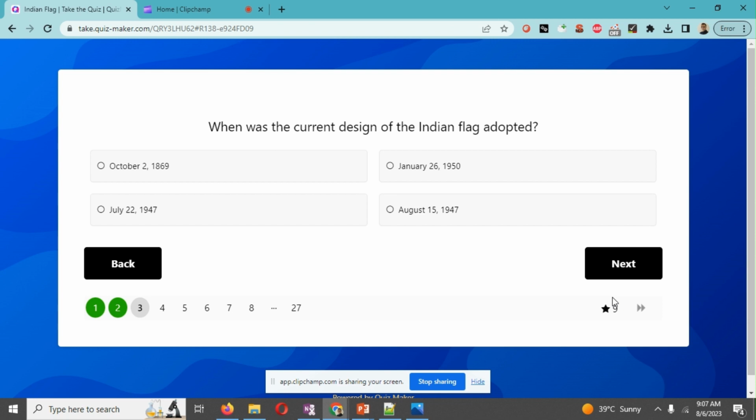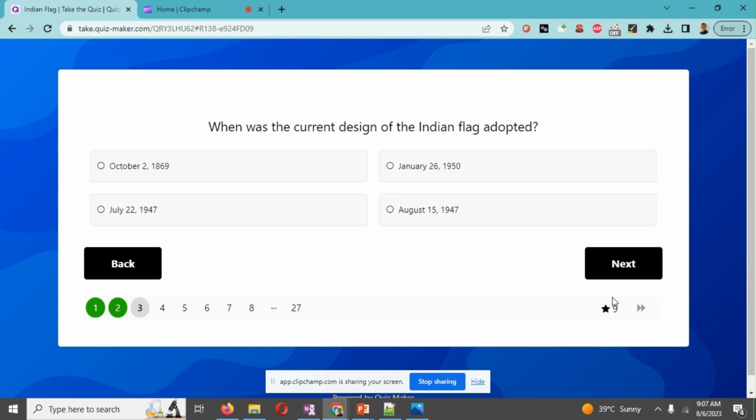Sometimes, because the dates are quite appealing. For example, 15 August 1947, 26 January 1950, October 2, 1869, you know. Let's play some logic here. October 2, 1869 will not be certain, sure, because we all know that our Indian flag was earlier having the chakra in the flag, not like the chakra. So I mean the current design is not like in 1869. So I will rule out the option of 1869.